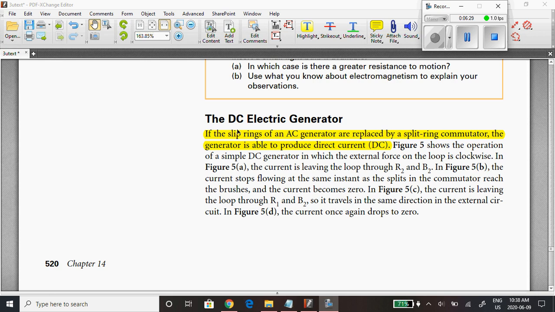Now a direct current electric generator, and it's kind of direct current. It's not the kind of current you'd get from a battery that would just be constant in one direction, not changing. So it's kind of a variation on it. How do we get that? Well, the slip rings of an AC generator are gone, and they are replaced by a split ring commutator, and that allows it to kind of produce this kind of DC current.